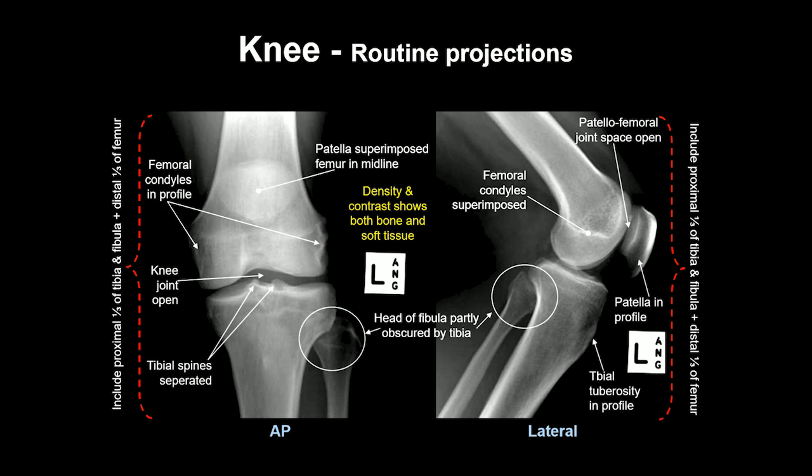So on the AP view, you need to include the proximal third of the tib and fib as well as the distal third of the femur. On the lateral view, again, you want to have the proximal third of the tib and fib and the distal third of the femur. Your patellofemoral joint space should be nice and open with the patella in profile. The femoral condyle should be superimposed, and the tibial tuberosity should be in profile.